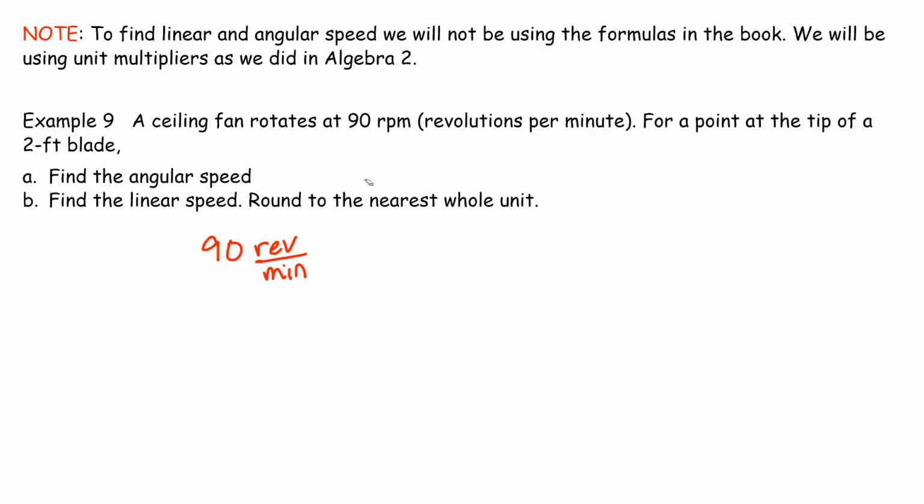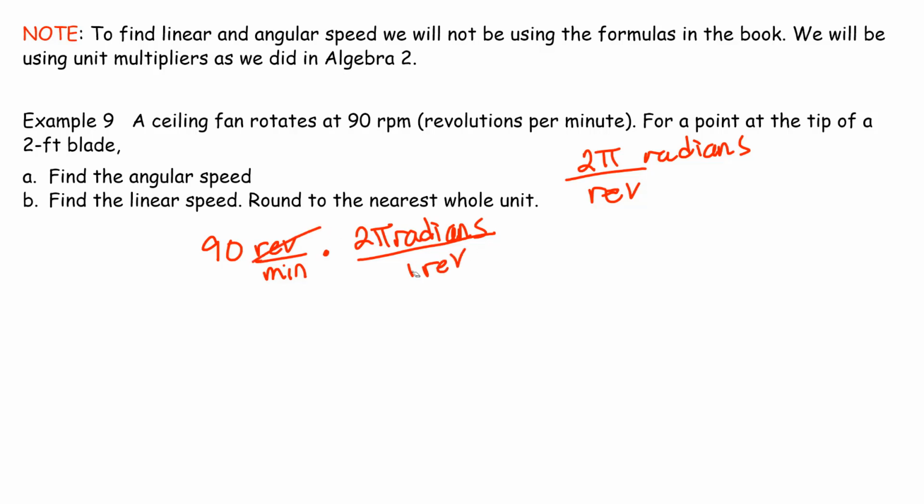So we just need a unit multiplier for that, and we have one already because we know that there are 2 pi radians per revolution. So 2 pi radians per revolution over 1 revolution. Revolutions cancel, and I'm going to end up with 180 pi radians per minute. And your book says that you do not need to write radians. You can just say 180 pi per minute.